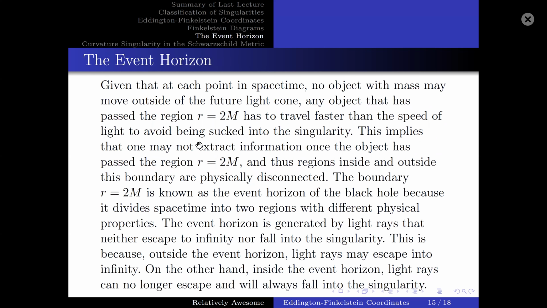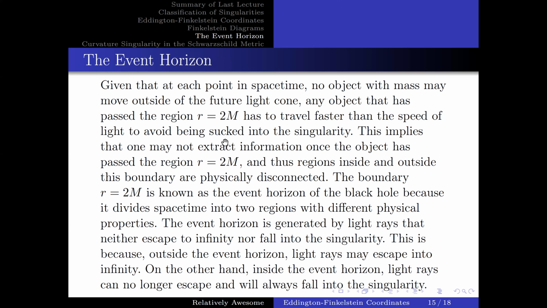Now, let us talk about the event horizon. Given that at each point in space-time, no object with mass may move outside of the future light cone, any object that has passed the region r equals 2m has to travel faster than the speed of light to avoid being sucked into the singularity. This implies that one may not extract information once the object has passed the region r equals 2m, and thus regions inside and outside this boundary are physically disconnected.